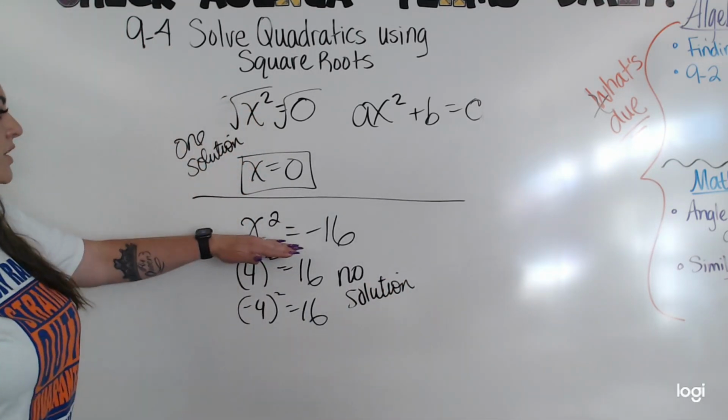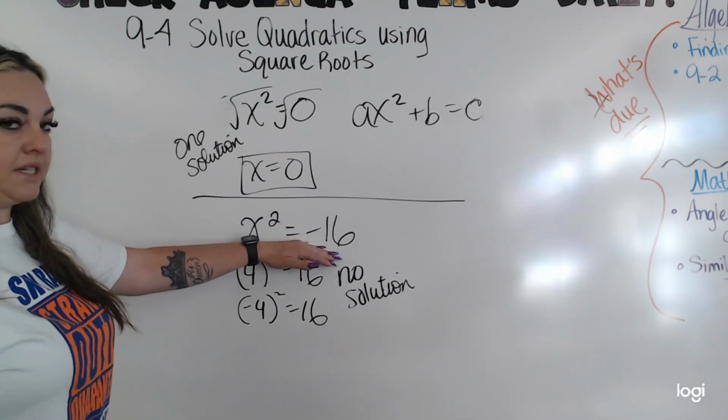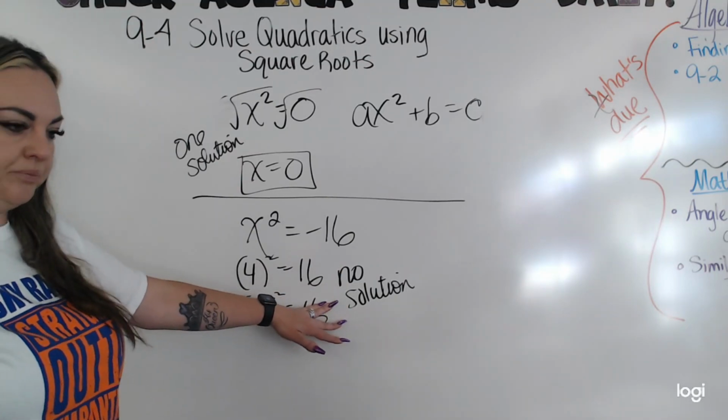So typically when you've isolated it just to the x squared, and if it equals a negative number, it's just not going to be possible. So in this case, it would be no solution.